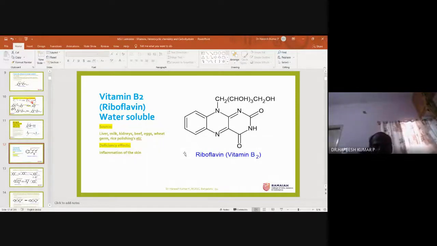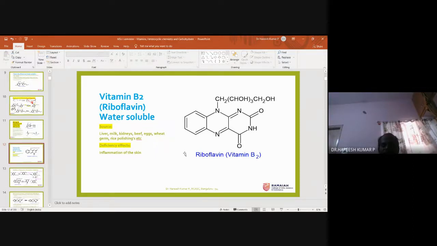And I think I explained why we should go for a synthesis. With naturally occurring compounds, suppose you want to prepare 10 grams or 100 grams of riboflavin by taking liver or milk or kidney or beef or egg, whatever it is, it requires more quantity. That means we would have to consume or use more quantity of valuable food items. That is the reason one should go for a synthetic method to synthesize or prepare vitamins.